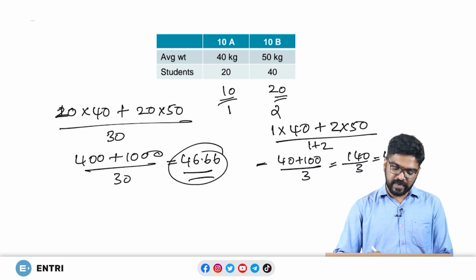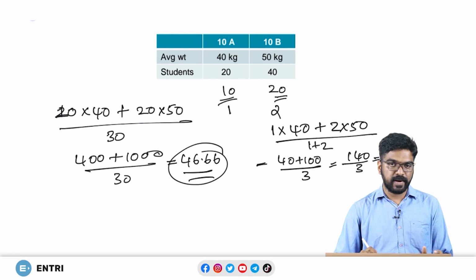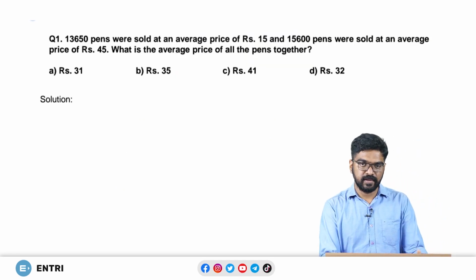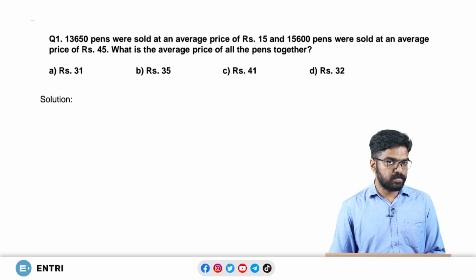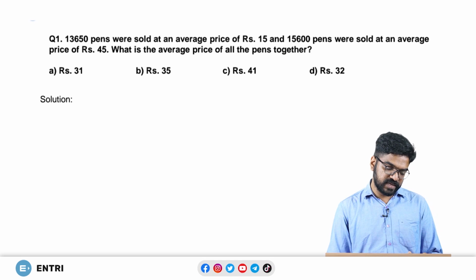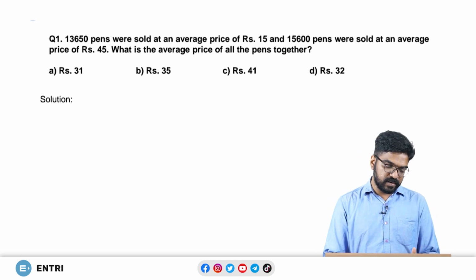Again, we are getting 46.66. So the numbers really don't matter. It is all about the ratio, right? So let's try a question with this idea. Keep this in mind that we are not minding about the number, rather we are taking the ratio of the numbers. Let's take this particular question.